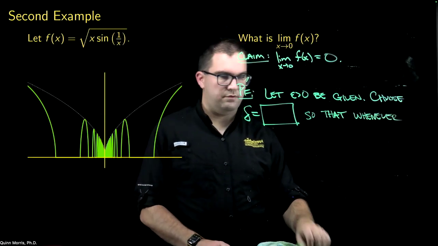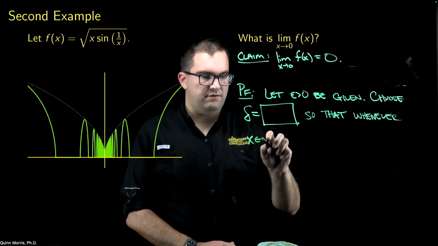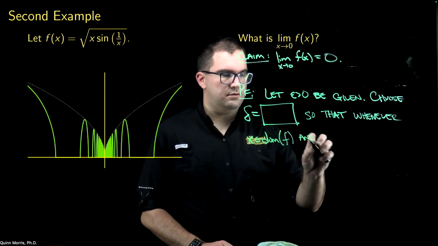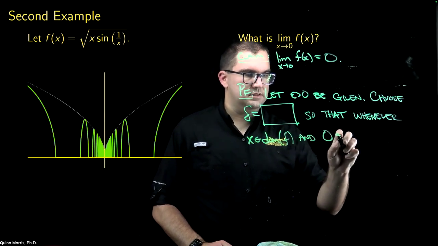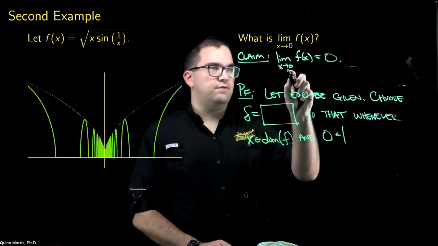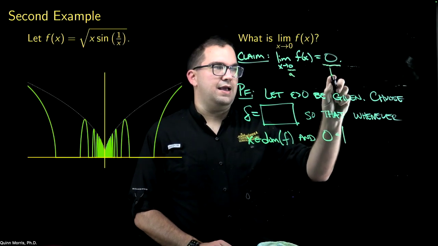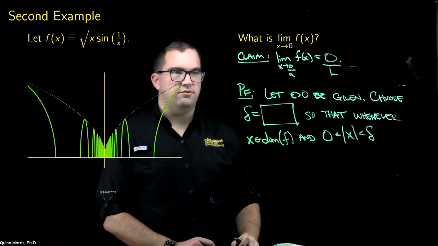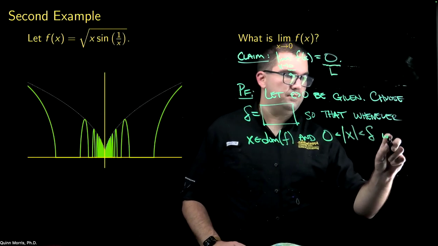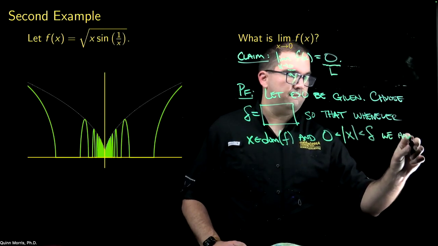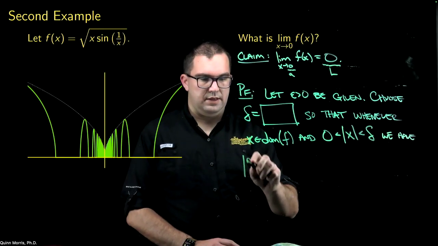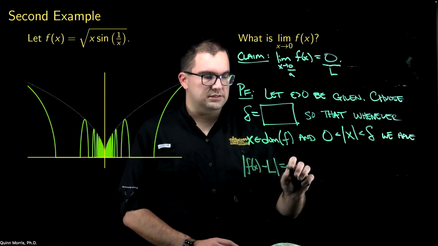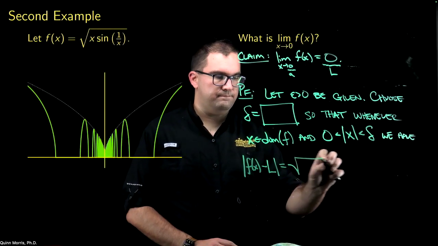whenever we have x in the domain of f and, let's see, 0 is less than absolute value of x minus a. Again, here both our a and our L are going to be 0. But whenever the absolute value of x is between 0 and delta, we have what? Well, I want to look at absolute value of f of x minus L.